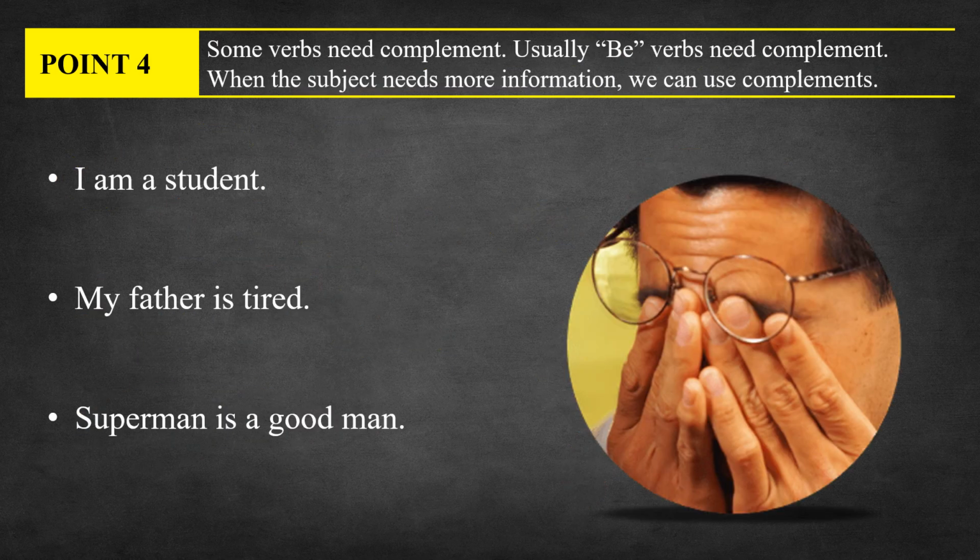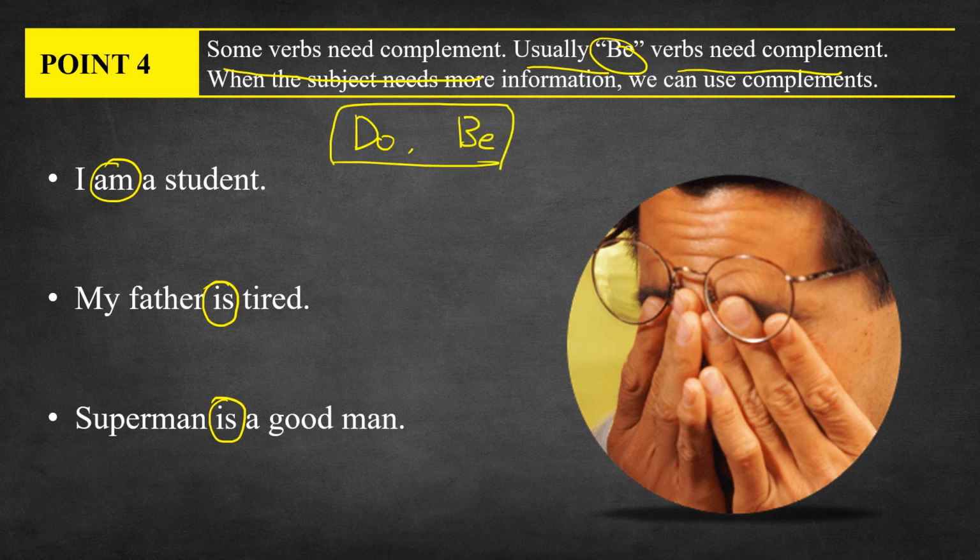Point 4. Some verbs need a complement. Usually be verbs need a complement. Here, I am a student. Am is a be verb. My father is a be verb. Superman is a be verb. Previously I used the term do verb, and now I'm saying be verb. I'm going to explain this to you when I talk to you about sentence 2.